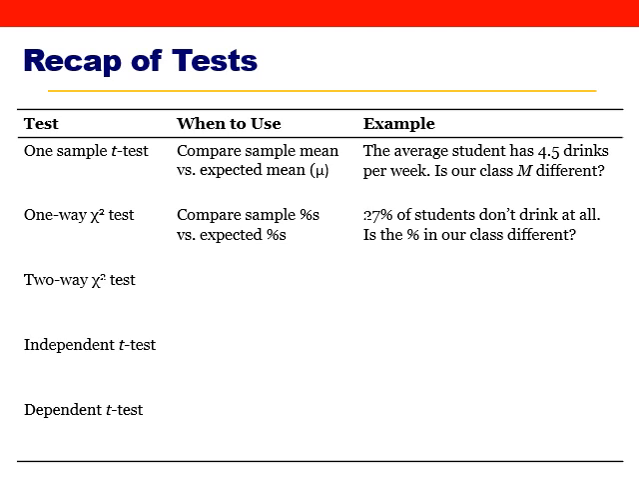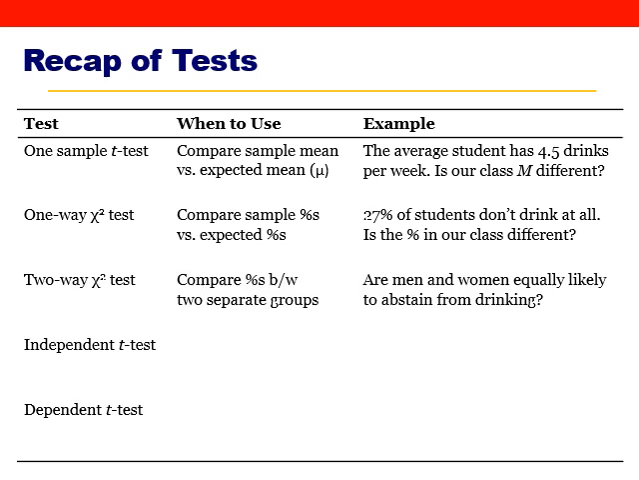The other 3 tests on this slide each look for a relationship between 2 variables. First, the two-way chi-square test looks for a relationship between 2 categorical variables, and what it allows us to do is compare percentages between 2 groups of people. For example, if I surveyed a large group of men and women and I asked them, do you drink alcohol, yes or no? I could calculate the percentage of women that don't drink and the percentage of men that don't drink, and I could use the two-way chi-square test to see if those 2 percentages are different from each other.